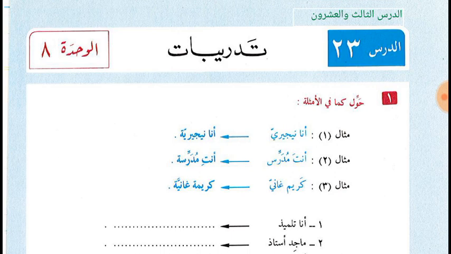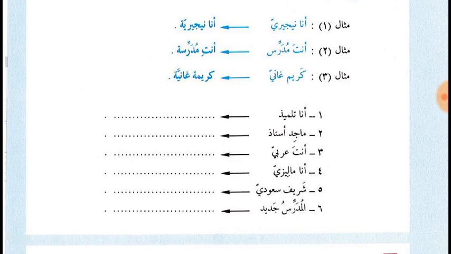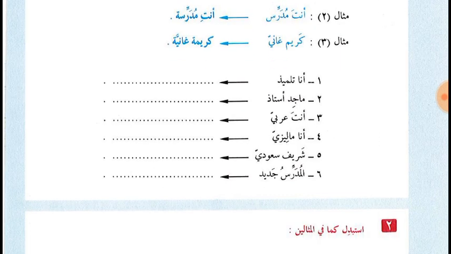Ana Nigeri, I am a Nigerian man. Ana Nigeria, I am a Nigerian woman. Anta Mudaris, you are a teacher. Anti Mudarisa, you are a female teacher. Kareem Ghani, Kareem is a Ghanaian man. Kareema Ghania, Kareema is a Ghanaian woman. So just change the gender of all this.